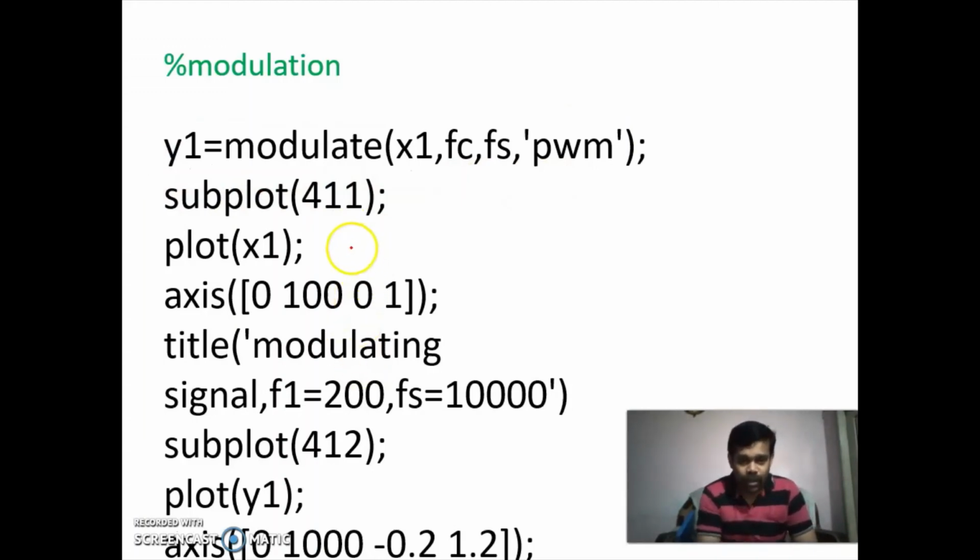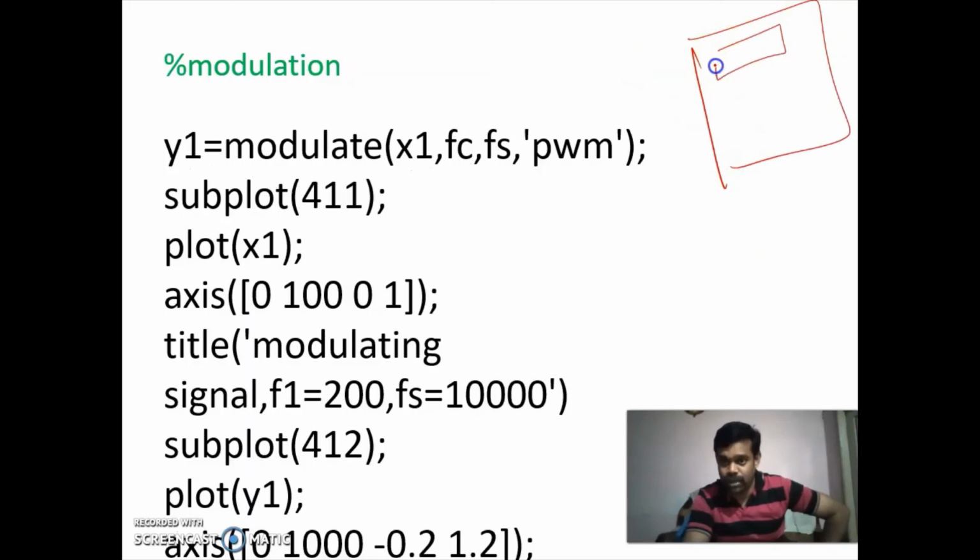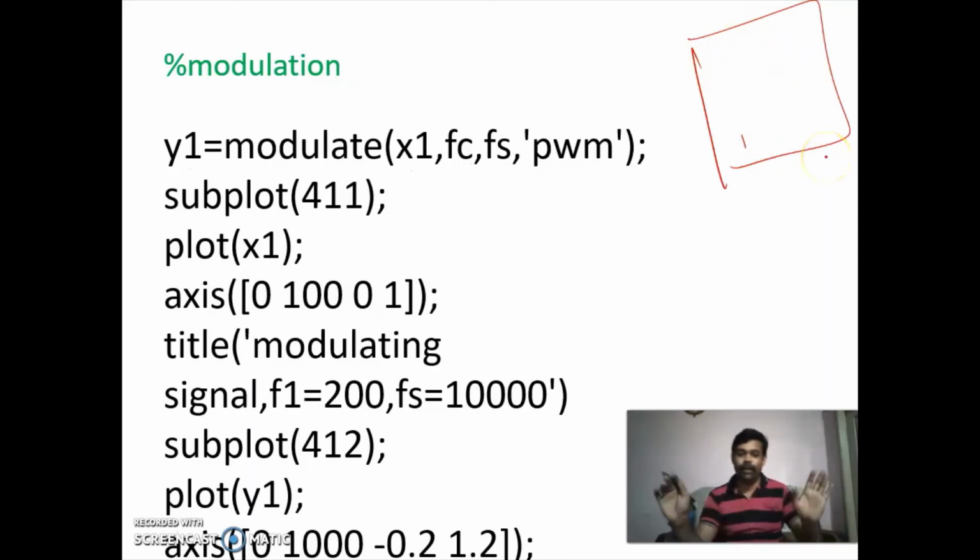Okay, now subplot 411. You are drawing all the plots in one diagram, so you are using four rows. First row, second row, third row, fourth row. First row is carrier modulating, then carrier, then pulse width modulation, then its spectrum. You are drawing everything in one figure.